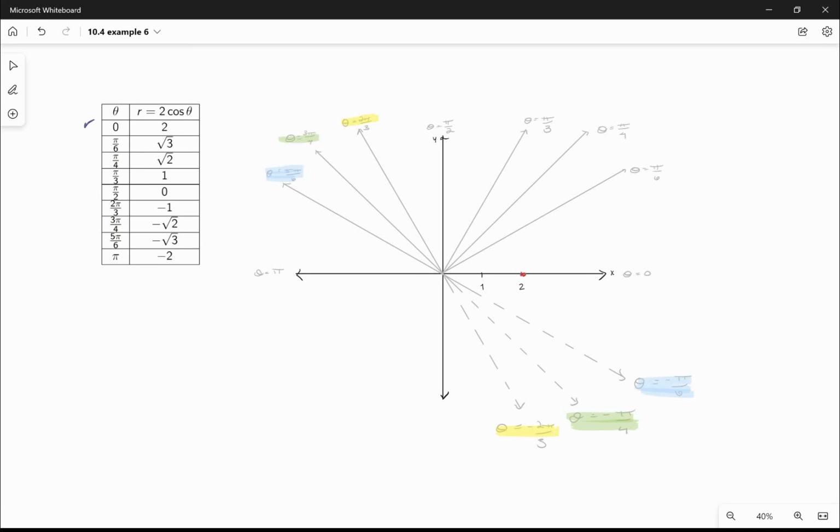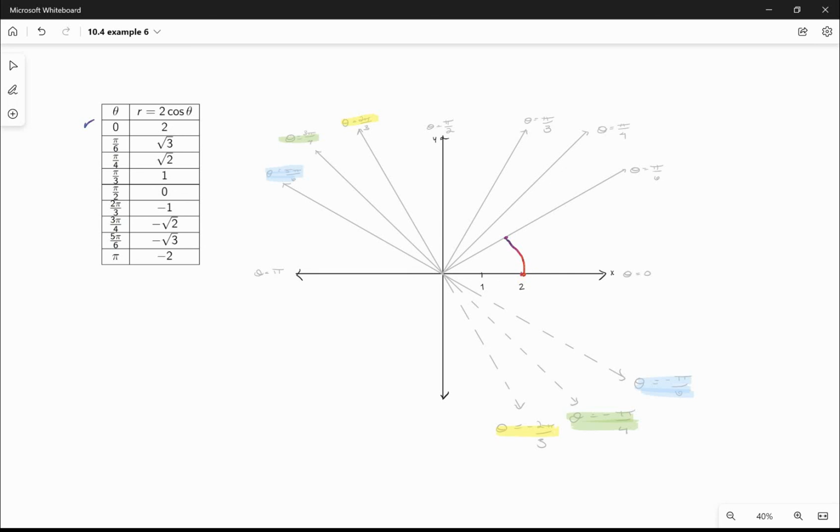And the next point corresponds to theta equals pi over 6. So that's rotating in the counterclockwise direction. That's our first angle measure we have drawn here. And r is equal to square root 3 there. Square root 3 is somewhere between 1 and 2, closer to 2. So we'll just estimate it to be about right here, right? And so we're going to continuously connect this initial point (0, 2) to the point (pi over 6, square root 3) as best as we can.